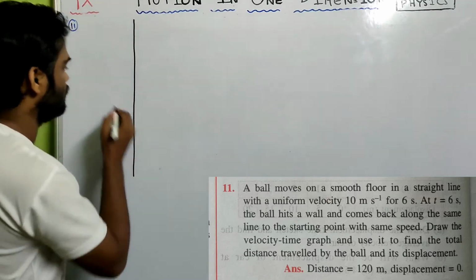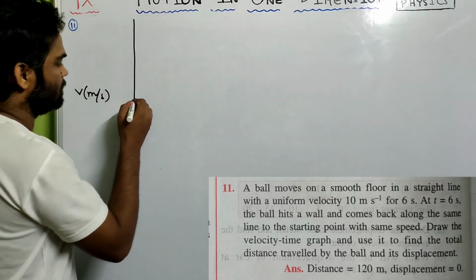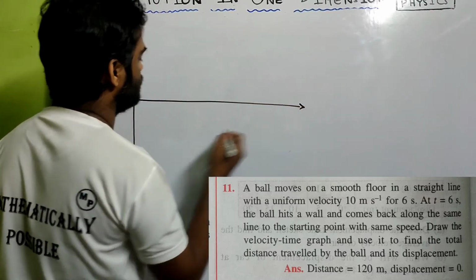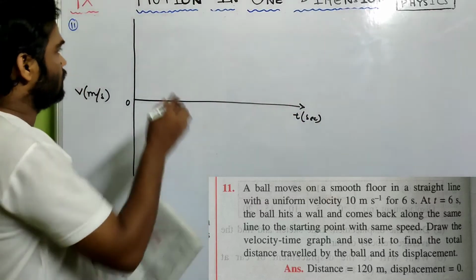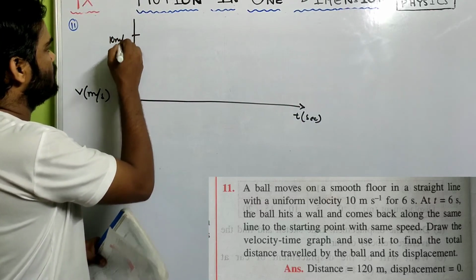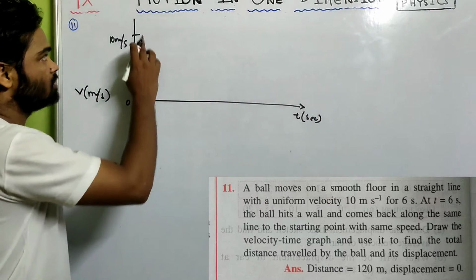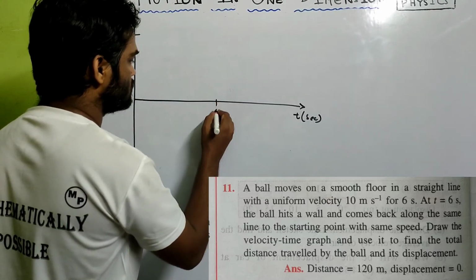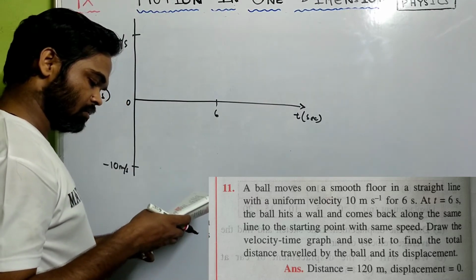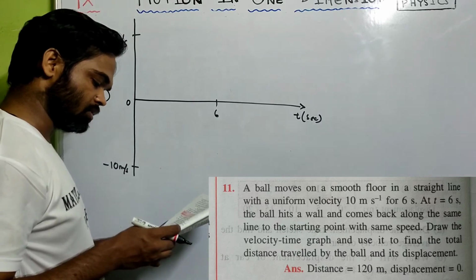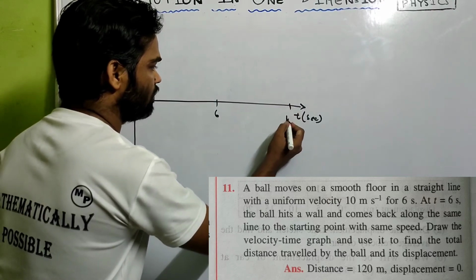Look over here. This is your velocity. Now, velocity can be positive as well as negative depending on the direction. This is your time, the x-axis in seconds. Now, this is suppose 10 meter per second. This is suppose minus 10 meter per second. This indicates towards the starting point. This indicates away. Suppose this is 6 seconds. I'll just read one more time. And comes back along the same line to the starting point with the same speed. Comes back, with the same speed. Which means after 12 seconds.